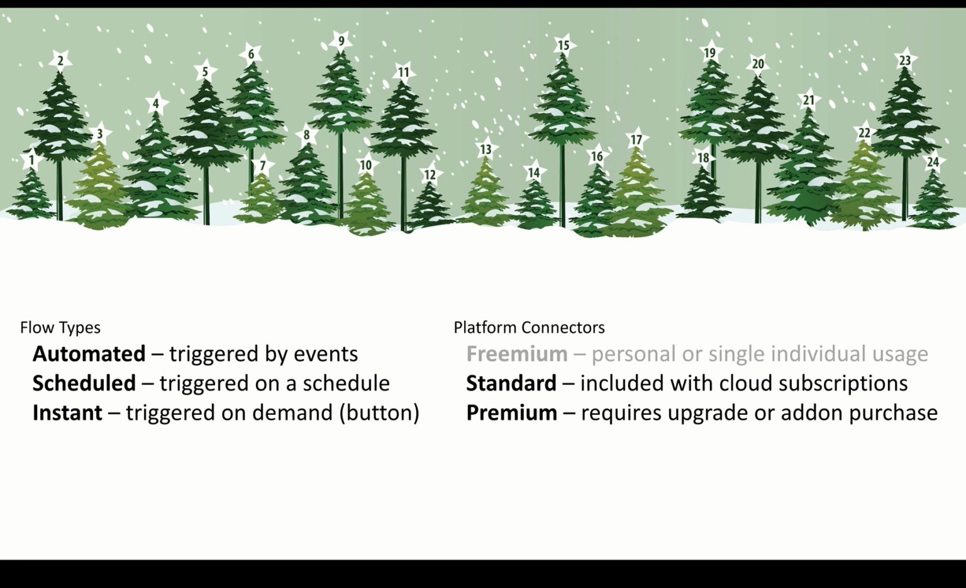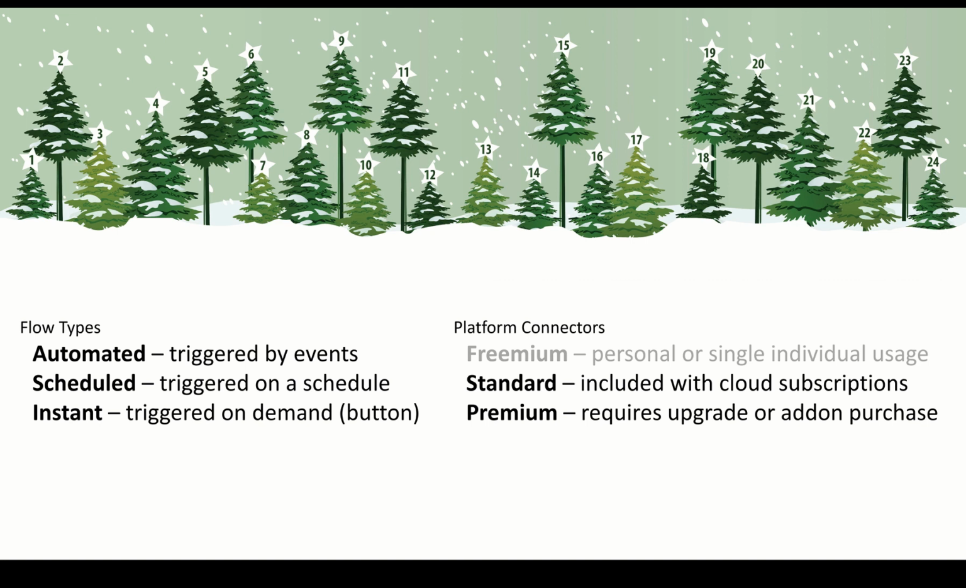And basically, there are two types, standard and premium. But there's also freemium. What I mean by that, which is not its own connector type, is really just the standard connectors that are available if you were to sign up for Flow on your mobile device and used your Gmail account or something. You did not use a work or school account. It's a great way to play around with Power Automate without having to be part of a company or anything. But in that case, it's particularly for personal or single individual use.